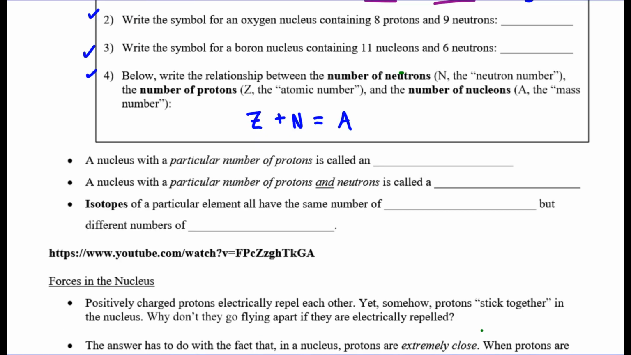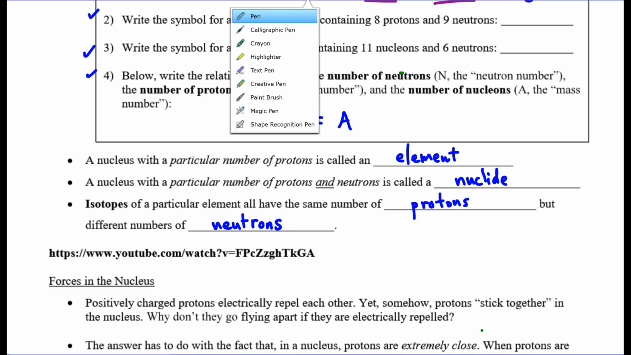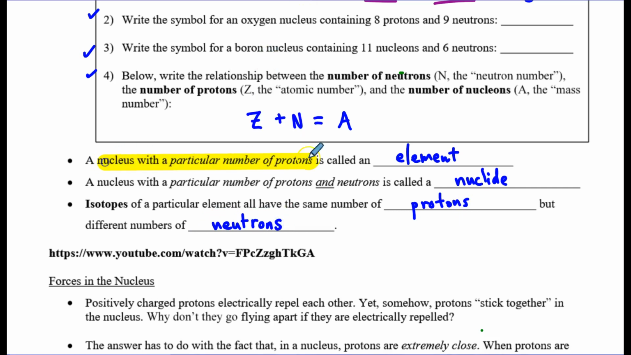Almost done. Just a few terms. A nucleus with a particular number of protons is an element. A nucleus with a particular number of protons and neutrons is a nuclide. Isotopes have the same number of protons, but they have different numbers of neutrons. These are the definitions: the definition of element, the definition of nuclide, and the definition of isotopes.